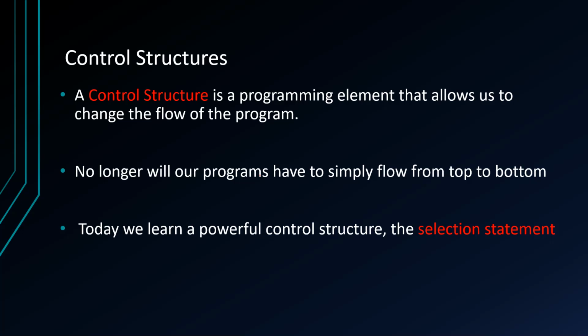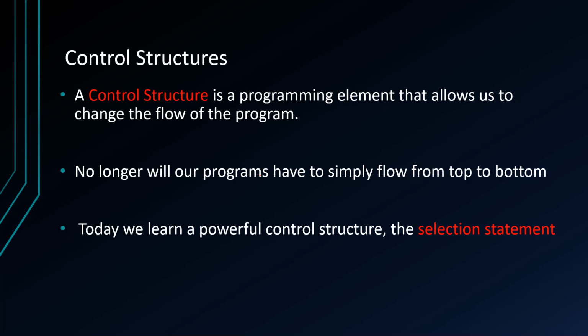Now, I typically don't use the river analogy because when a river comes to a fork in the road, it divides and goes both directions. In our code, it doesn't. In our actual code, it has to choose one of them. That's why I prefer the train analogy, because the train has to make a choice. So no longer will our programs have to simply flow from top to bottom. We are going to be able to manipulate this.